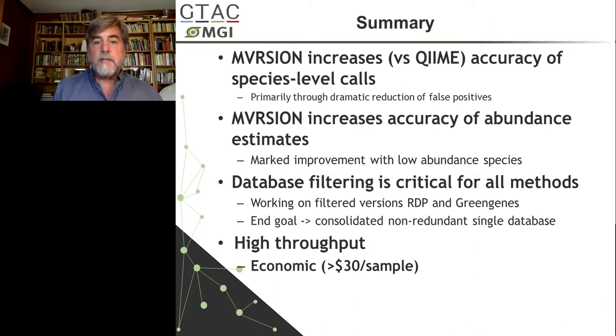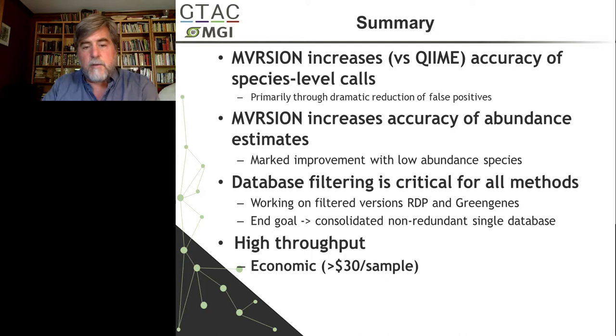All right, so that is the end of my talk concerning this new tool called MVersion, which increases the accuracy of species level calls. I want to continue to reiterate that this is not genus, this is species. We can see that the abundance estimates are accurate down to very low abundance. I want to reiterate that one of the aspects, the secret sauce of MVersion, is the fact that we use a highly curated database. MVersion does not work well unless the database is curated.